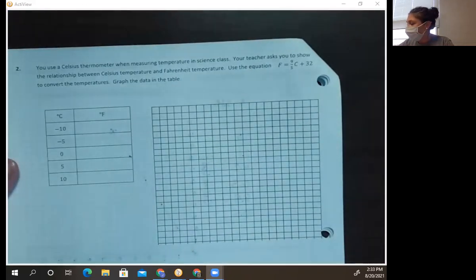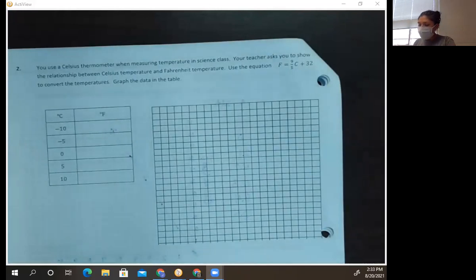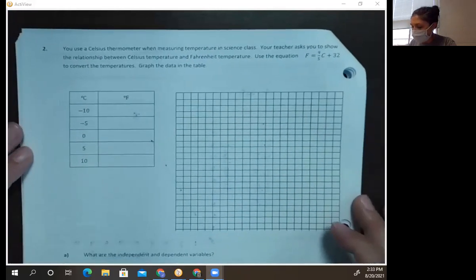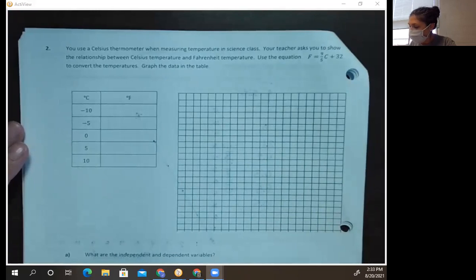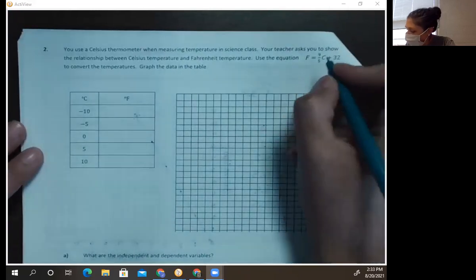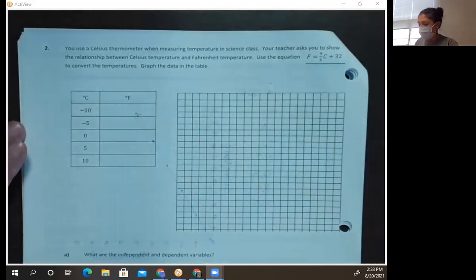So this one says, you use a Celsius thermometer when measuring temperature in science class. Your teacher asks you to show the relationship between Celsius temperature and Fahrenheit temperature. Use this equation to convert the temperatures. Graph the data in the table.